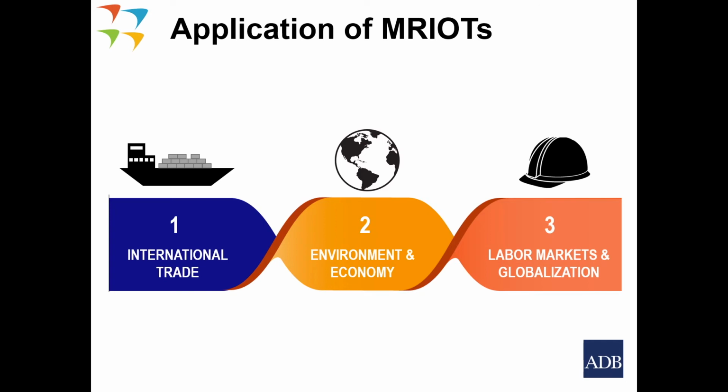First is in international trade, which involves analysis in trade in value added, global value chains, and bilateral trade balances. Second, MRIOTs have been used in environmental and economic applications such as regulation and taxation, and studies on the footprint of production activities around the world. For example, analysis of carbon footprint. Lastly, MRIOTs play a role in analysis involving labor markets and globalization. Topics under this key area include income distribution, impact on jobs, labor productivity and wages, and employment content of trade.